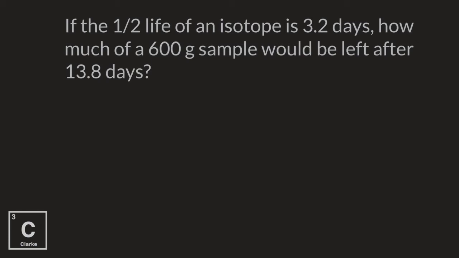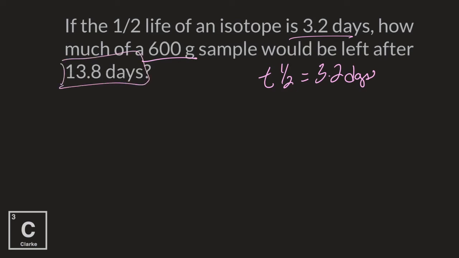Now we were given the half-life. I'm going to write that down actually. I'm going to do T 1/2 because a half-life is time. And I've got 3.2 days. I'm starting with a 600 gram sample. And what we're being questioned about is how much is going to be left after 13.8 days. So, as always, we need to figure out how many half-lives occur. That's always step 1.